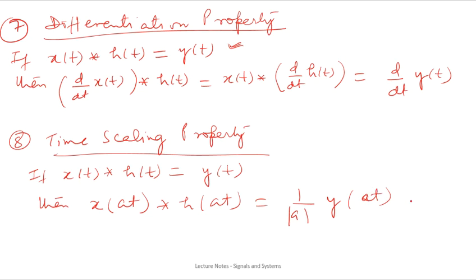So pretty straightforward, the meaning of this property is that if both x(t) and h(t) are time scaled by a, then their convolution is also time scaled by a and multiplied by 1 upon mod a. Okay, so this is the meaning of this property.